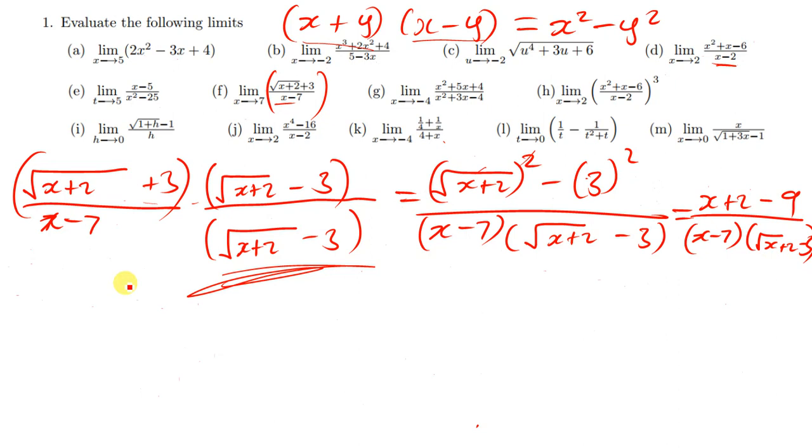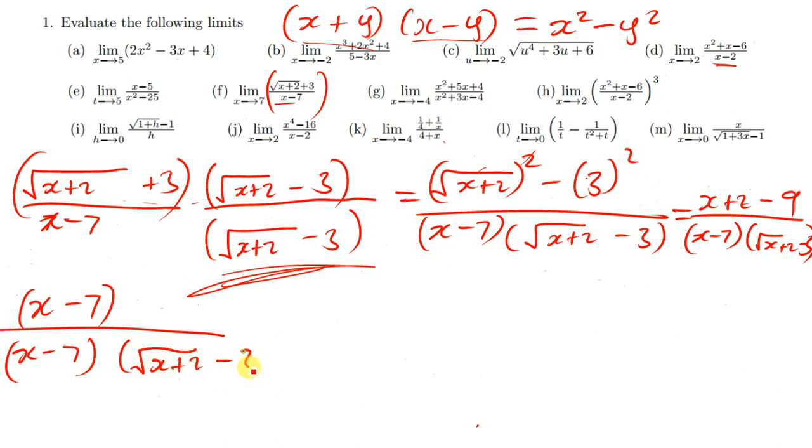So let's proceed simplifying. So when you simplify the numerator there, we're going to have x plus 2 minus 9, the answer will be x minus 7. And then down there we'll still have x minus 7 multiplying everything with the root of x plus 2 minus 3. So you can see that this and that will cancel. We'll just remain with 1 over the root of x plus 2, then we say minus 3.